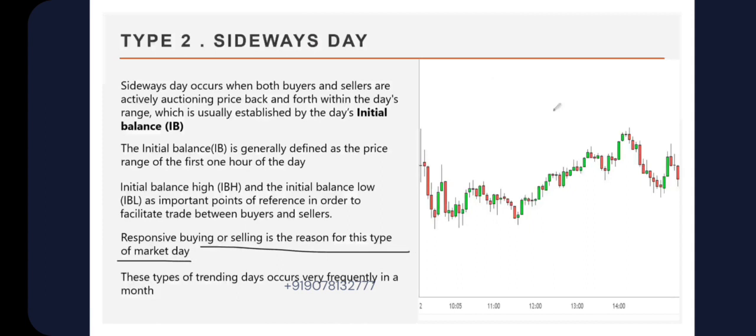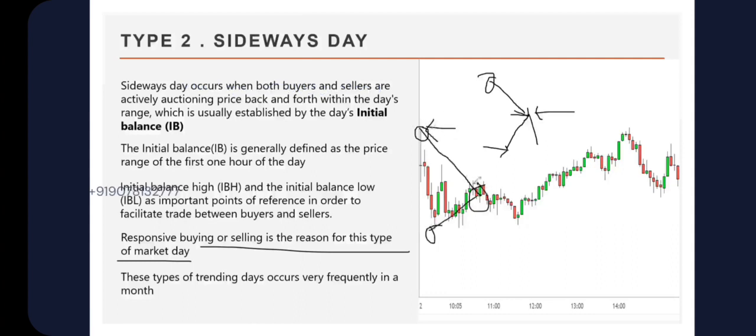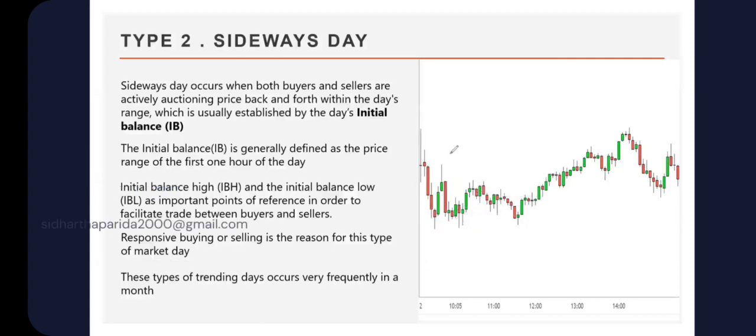What I said, responsive buyers and sellers, they will try to take the market to the value area. If it opens higher, they will try to take it to the value area. If it is lower, then they will take it higher to the value area. For example, if it is higher than the value area, responsive sellers take it down here. If it's coming lower, responsive buyers will push price to the value area. So that is what happens on this kind of sideways days. Responsive buyers and responsive sellers are the reason.